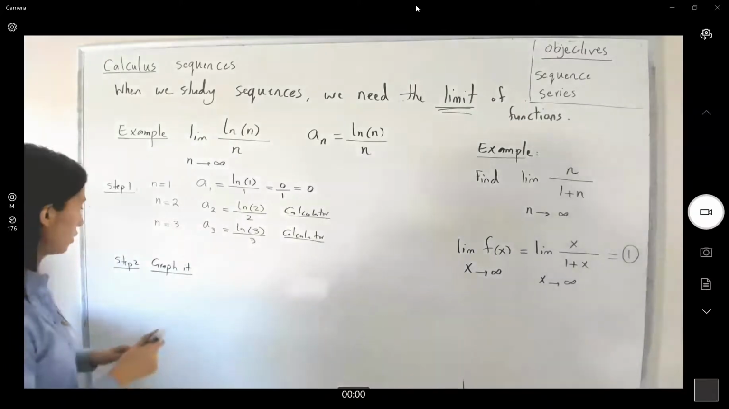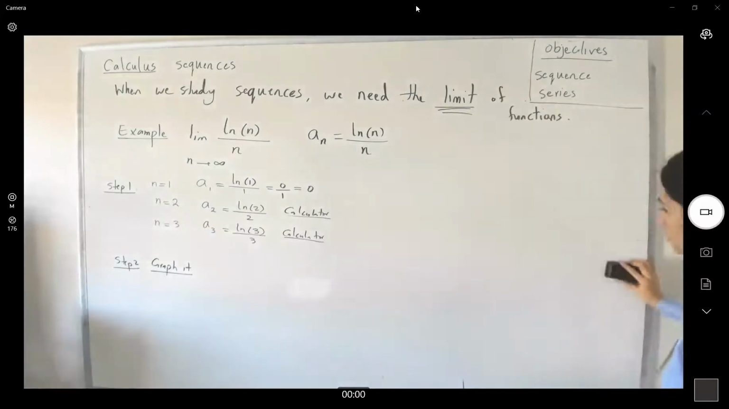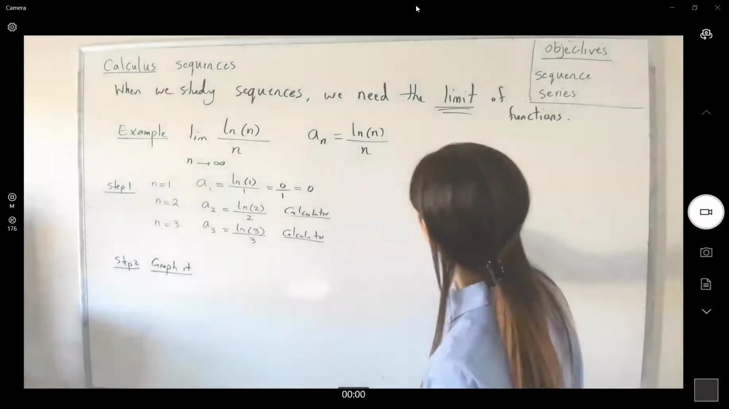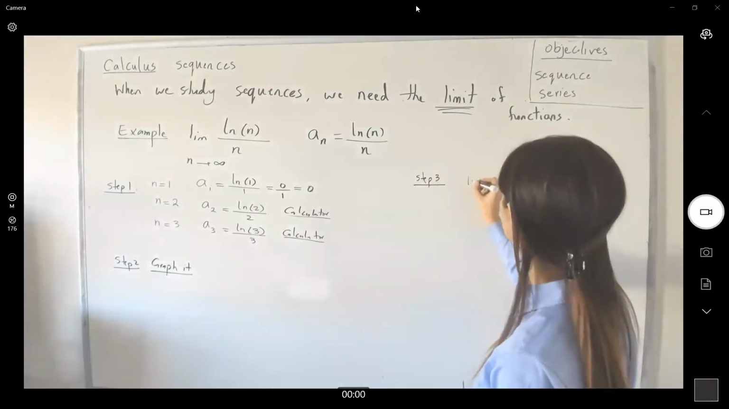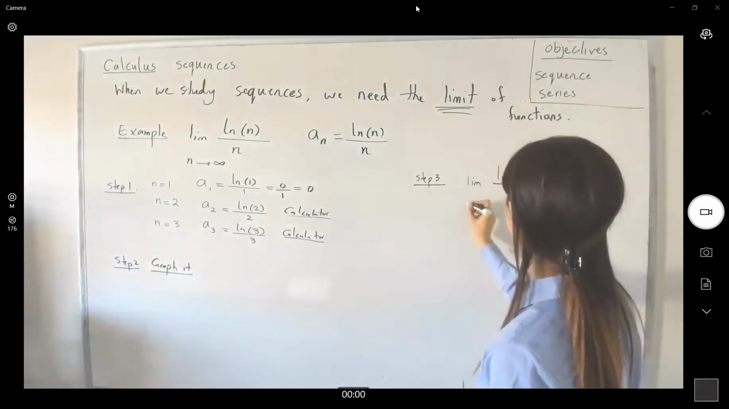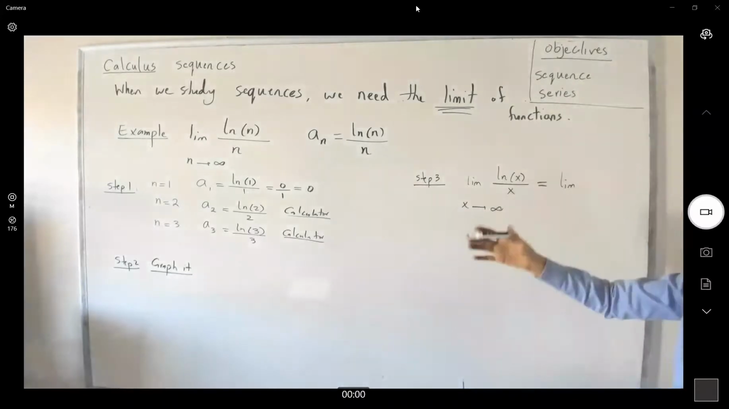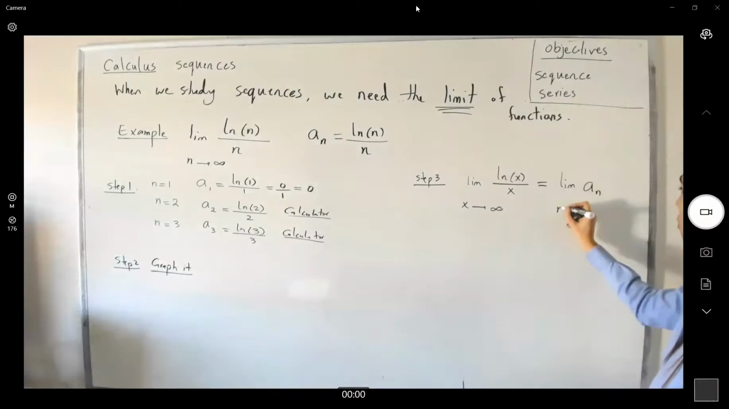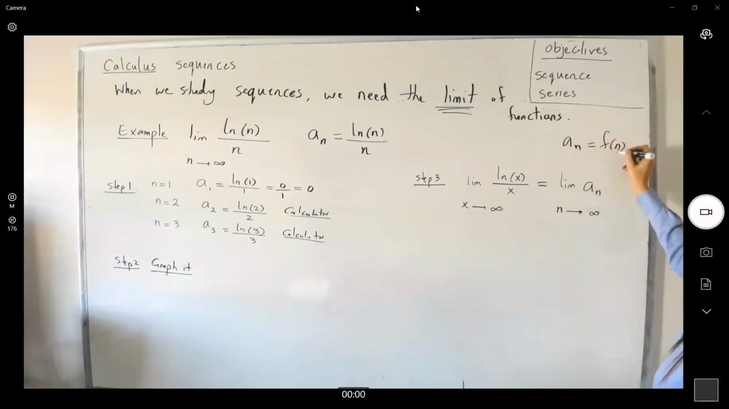And step 3, eventually we want to find the limit of this function. Let me write step 3 here for you. Limit of ln of x divided by x while x goes to infinity, which is equivalent to the limit of your sequence while n goes to infinity. We call that a_n and f of n. They are the same meaning, the same notation, the same symbols for sequences.